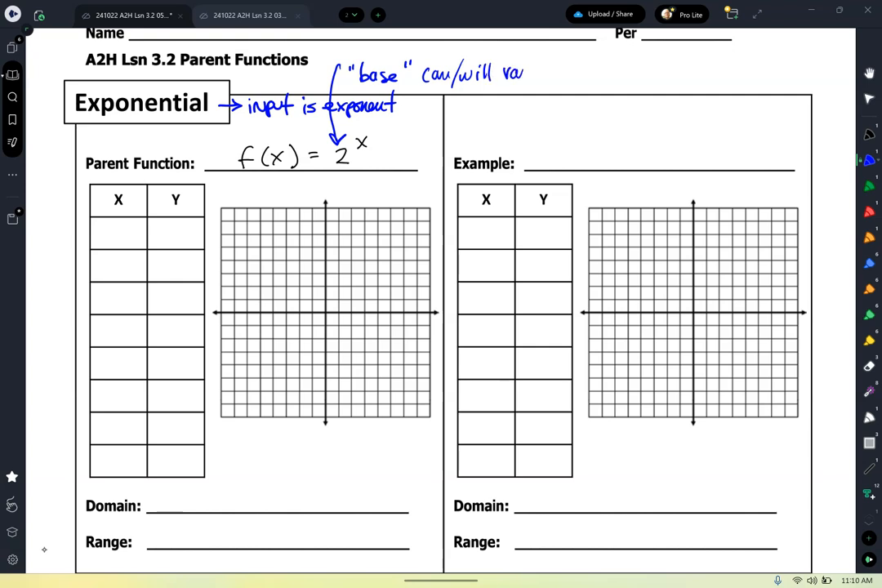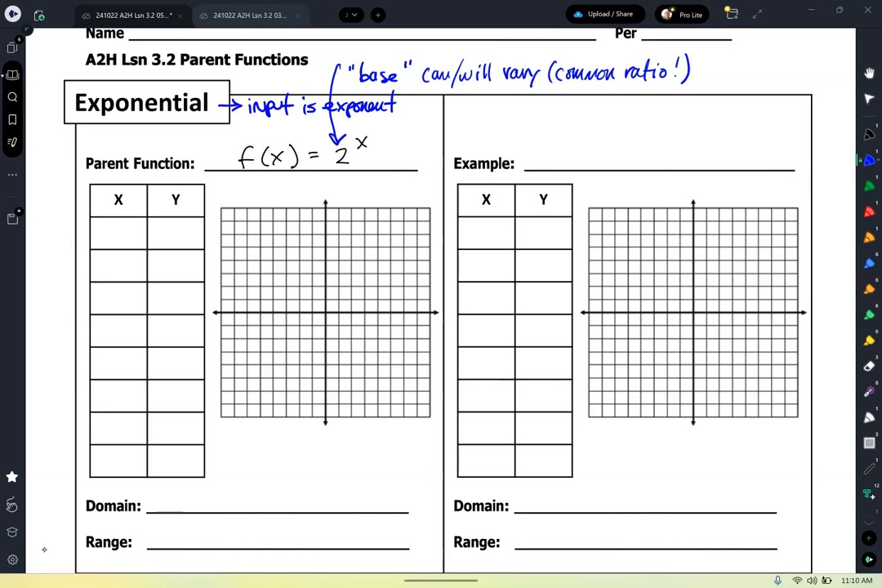The base can and will vary. We could have a lot of different parent functions for exponential functions, because we could have base 2, base 3, base 12. We could even have negative bases in there. We should know that because when we were writing these, this was the common ratio. Remember writing that? It was the common ratio to the power, and then it was a sub 1 times r to the n minus 1.